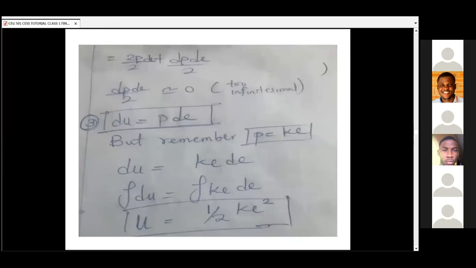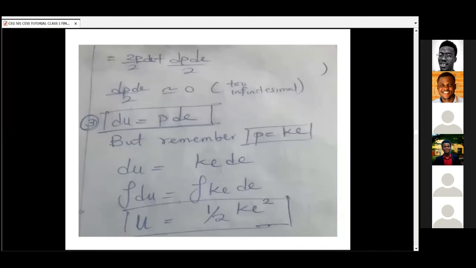Now, from our normal mathematical relationship, we know that dP dE over 2 will keep on reducing up to the point that it becomes infinitesimally small. So we can approximate dP dE over 2 to 0. With that, we have dU equals P dE. Now, that's another important formula, so that's why I put it into a box, because in future calculations, you might actually cross it again.